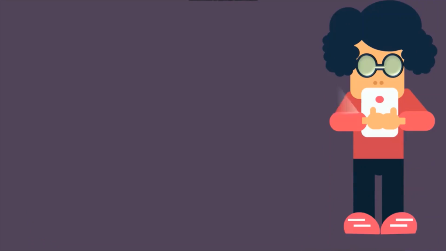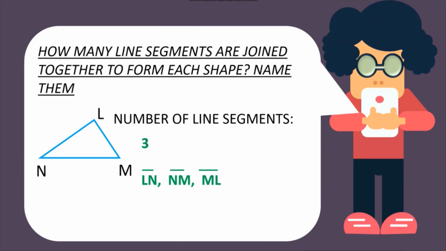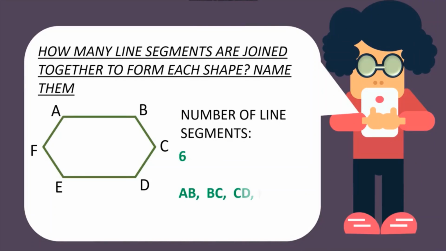Now let us see how many line segments are there in this. Which figure is it? It is a triangle. And a triangle has 3 line segments. And what are the line segments? LN, NM and ML. Now let us see in this. There are 6 line segments and let us name them. AB, BC, CD, DE, EF and FA. And you know how to represent the line segments. It is given here below.